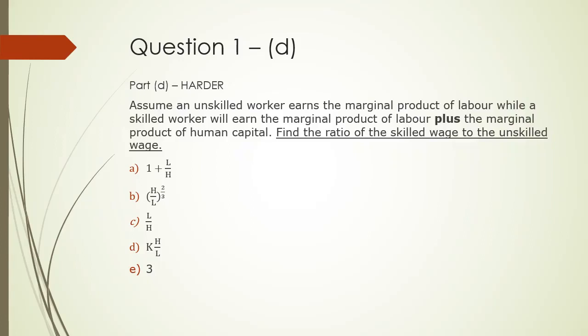So this question is a little bit harder. Assume an unskilled worker earns the marginal product of labor, while a skilled worker will earn the marginal product of labor plus the marginal product of human capital. This is then asking you to find the ratio, and I've provided some multiple choice answers if you want to give it a go.